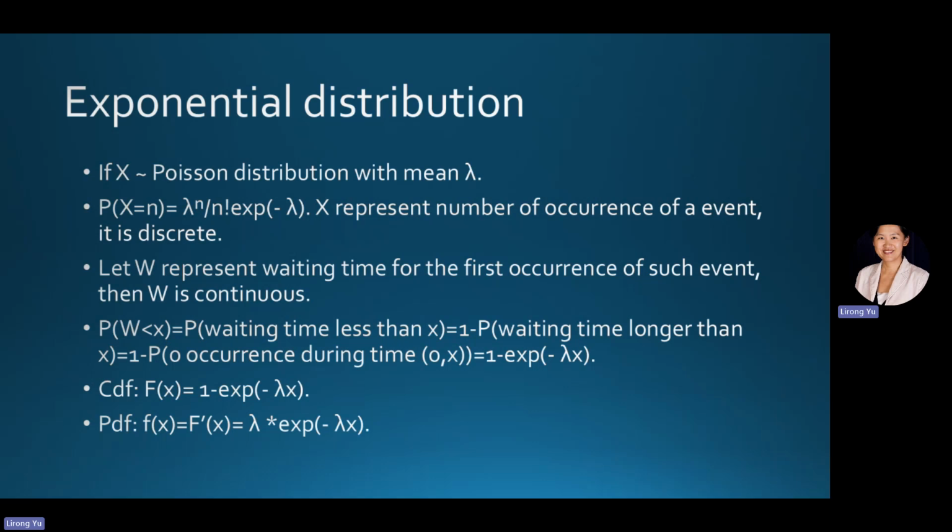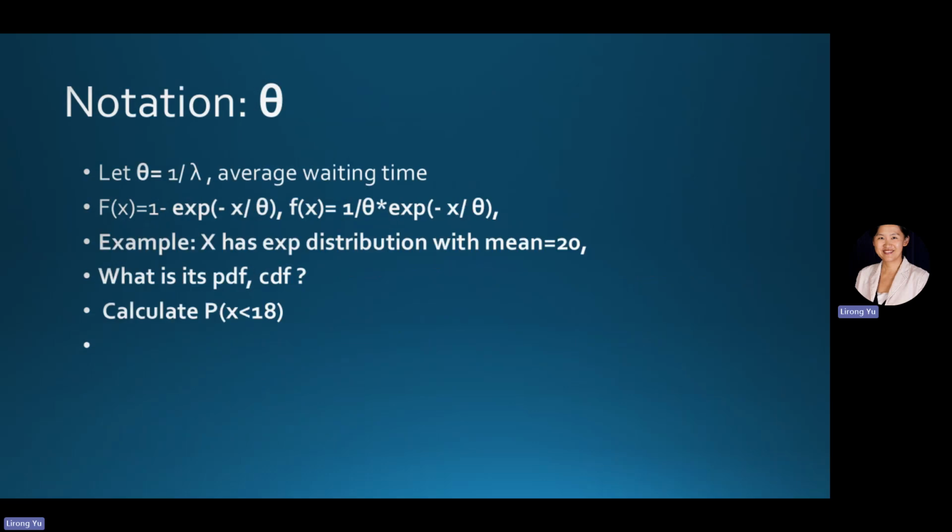In our case, lambda is the mean number of occurrences, which is related to the time interval. Right now, our time interval is 0 to x. So lambda times x is the actual lambda for the Poisson distribution. That gives the exponential distribution's probability, the CDF. Once we get our CDF, the derivative of the CDF is our PDF, the density function. So you should review what we talked about before.